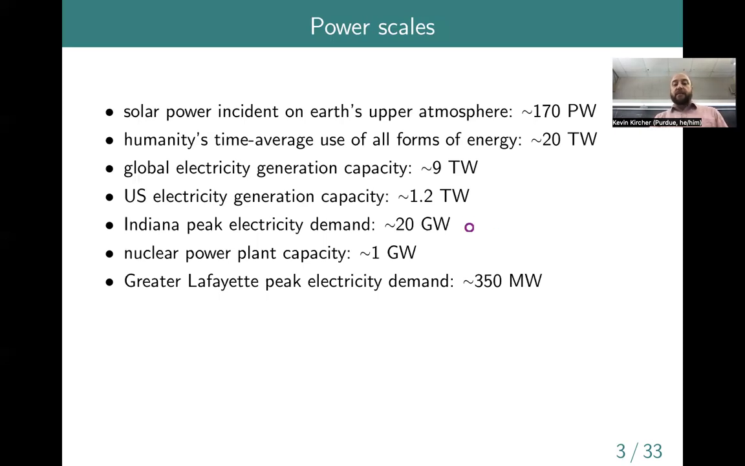Here in the state of Indiana, the peak electricity demand, if you look at kind of the most energy intensive hour of the year, in that hour, we're using about 20 gigawatts, 20 billion watts of power. So this, I don't know what, 20 divided by 1.2, is roughly 2% of total US electricity generation capacity. The biggest single generator on the grid, it's not precise, but roughly nuclear power plants or some huge coal or natural gas power plants, or even some really, really big hydro power plants can be kind of at the scale of a gigawatt or maybe 2 gigawatts.